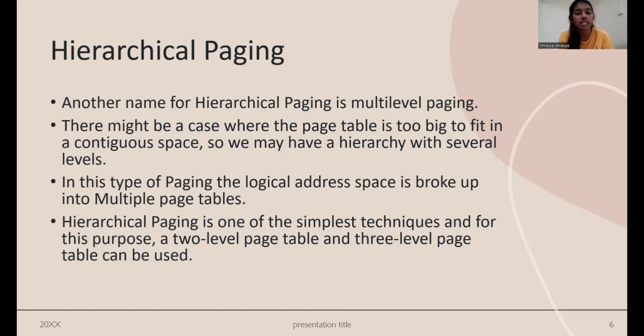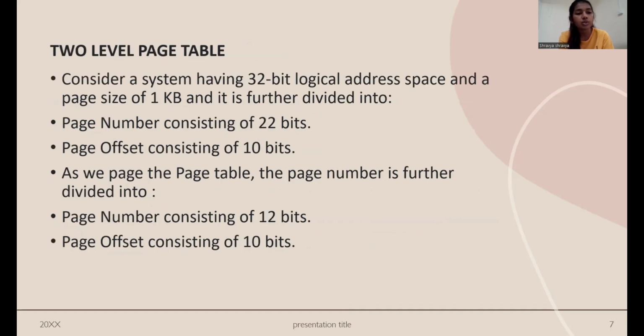In this type of paging, the logical address space is broken up into multiple page tables. This hierarchical paging is one of the simplest techniques, and for this purpose, a two-level page table and a three-level page table can be used. When it comes to the two-level page table, consider a system having a 32-bit logical address space and a page size of 1 KB, which is divided into page number and page offset. That is, the page number consists of 22 bits and the page offset consists of 10 bits.